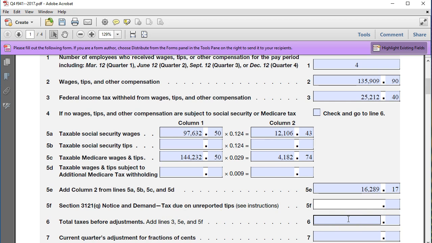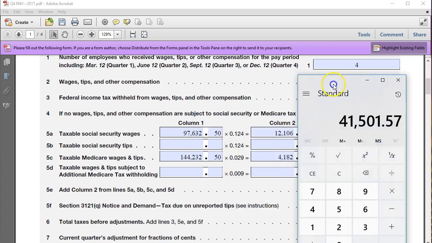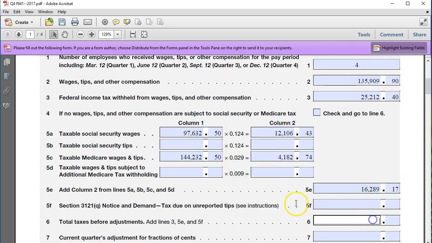Next line is going to say total taxes before adjustments. Add line 3, 5E, and 5F. So we're going to add up, in other words, FIT, Social Security, and Medicare, which we've already combined together here. So it's going to be the FIT 25,212.4 plus FICA taxes, Social Security, and Medicare of the 16,289.17, giving us 41,501.57. So we're going to put that here, 41, comma, 501, tab, 57.